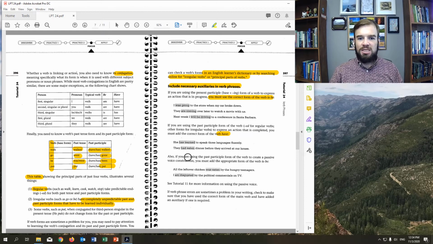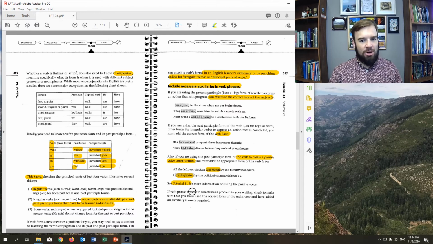Also, if you're using the past participle form of the verb to create a passive voice construction, you must add the appropriate form of the verb to be. So, the leftover chicken was eaten by the hungry teenagers, I am disgusted by the political commercials on TV. See tutorial 11 for more info about the passive voice.